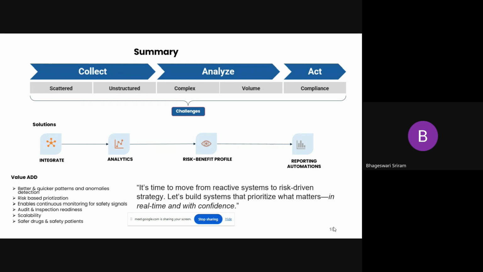And by leveraging technology or AI, definitely it helps you with better and quicker patterns and anomaly detection, and risk-based prioritization. It could enable continuous monitoring of safety signals, and helps you be audit and inspection ready. You don't have to start preparing when an audit or an inspection is announced. And these are solutions which are scalable, and there are different tools already available in the market. And when the volume increases, the AI is able to adjust with the increasing number of products or volume of data.